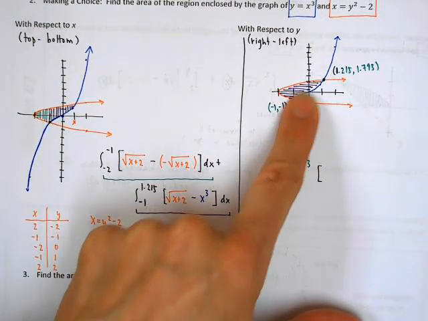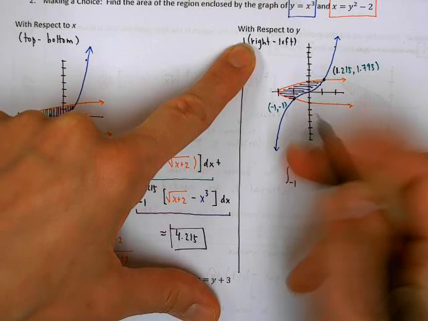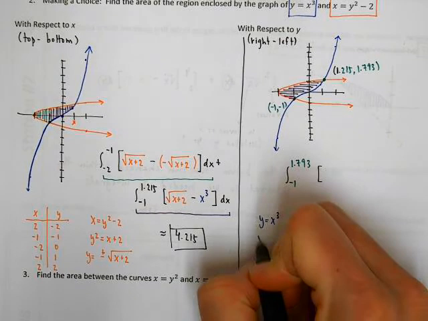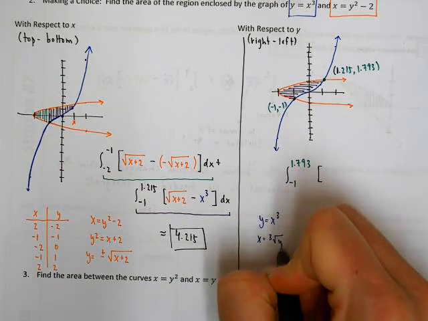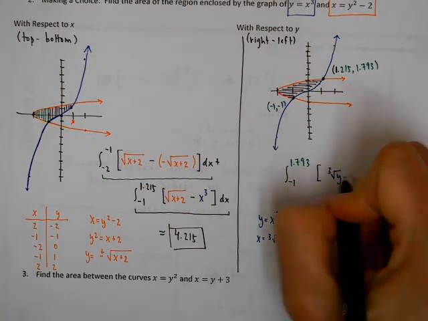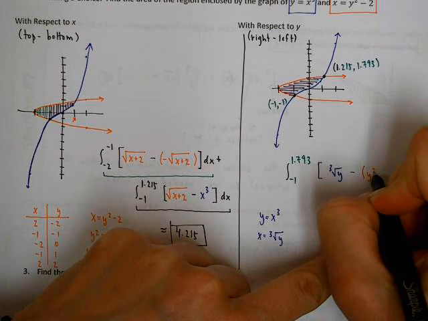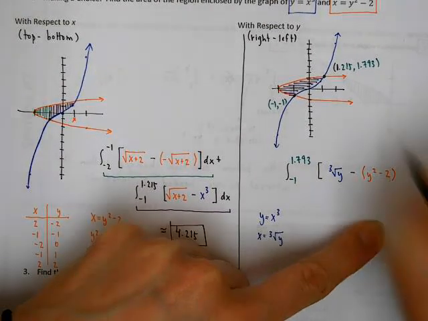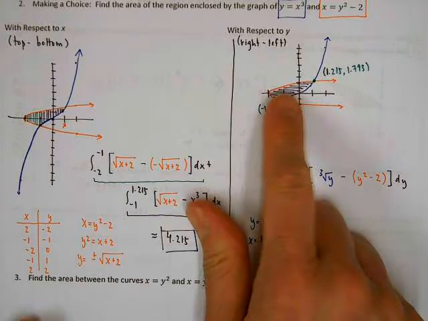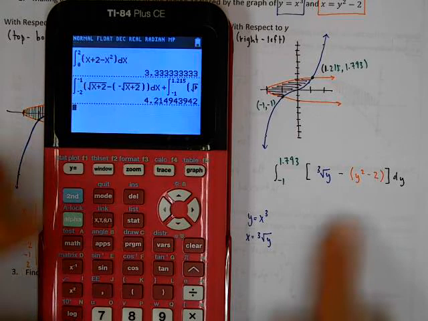So my right, we said, was the blue curve. Now if I'm going with respect to y, right now this function is in terms of x, so I need to isolate x. And I'm going to do that by taking the cube root. So x equals the cube root of y. So my right boundary is the cube root of y. My left boundary is orange, and x is already isolated, so I've got minus y squared minus 2. And we'll finish that off with our dy. So again, by integrating with respect to y, we can just have one integral here. So now we're going to calculate this.